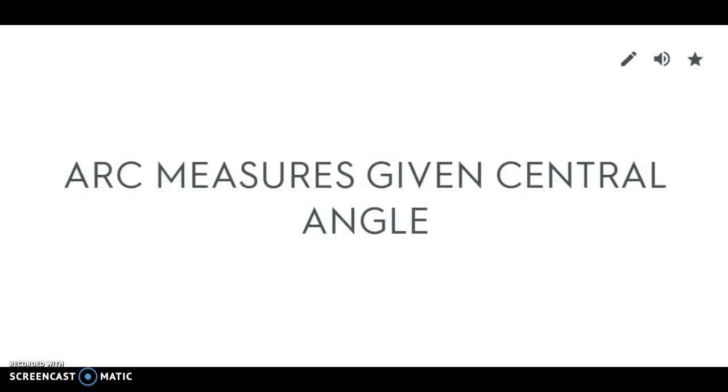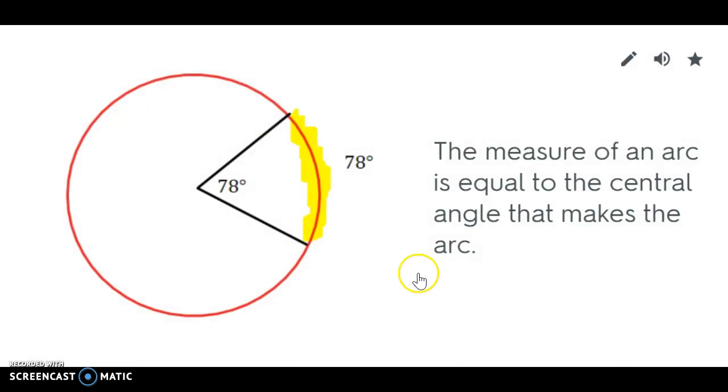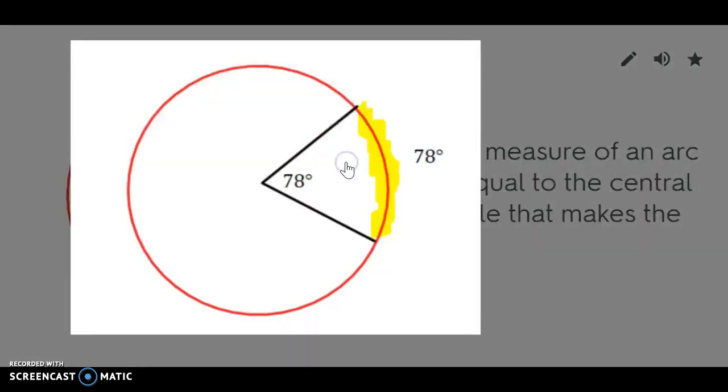Arc measures given a central angle. So this is a lot of what you're going to spend your notes on today learning, that if I have a central angle, my arc is the same measure. So center is the same. That's what I try and get people to remember. Central angles are the same. So if this is 78, this one's 78, and vice versa.